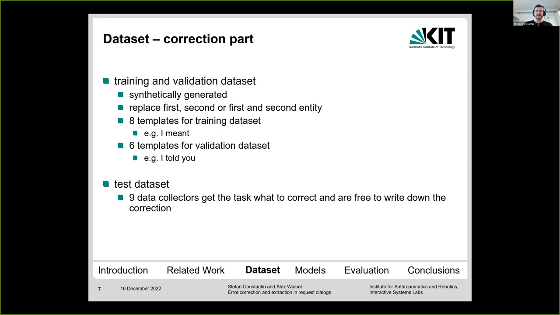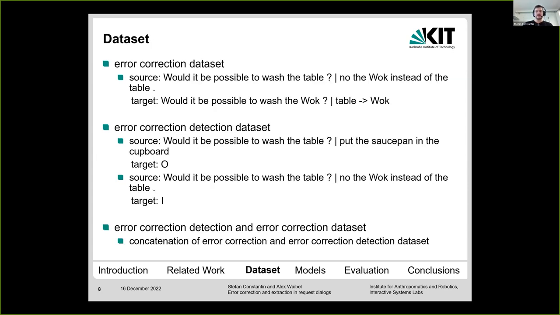We had 8 templates for correction in the training dataset, for example, I meant, and then the replaced entity, and 6 templates for the validation dataset, for example, I told you. For the test dataset, we gave our 9 data collectors what entities should be replaced with what entities, but they could freely write down the correction. We even encouraged them to use a large variety of natural language. That was how we created the error correction dataset.